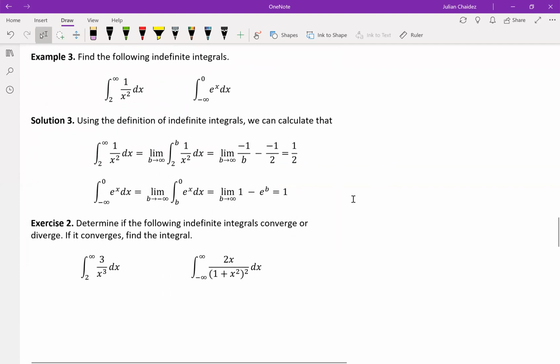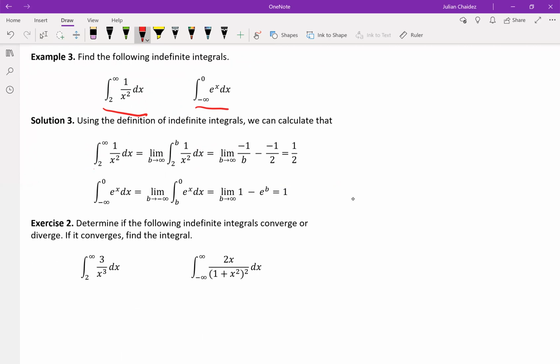All right, so here's an example of a kind of question you could be asked. Find the following improper integrals. The first one is the integral from 2 to infinity of 1 over x squared. The second one is the integral from negative infinity to 0 of e to the x. All right, so the way you do this is you literally just use the definition and then use your normal integration prowess to do this.